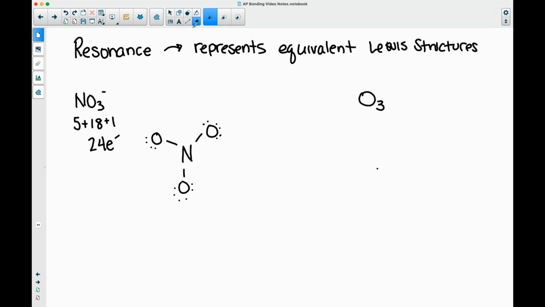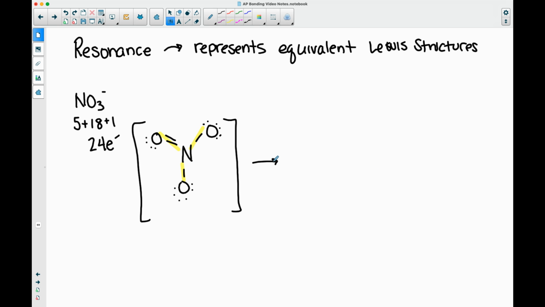there. Whenever I don't have enough to go around, I take away a lone pair and I make a double bond. But the problem is that double bond has 3 different places it could possibly be. How do I determine which of those 3 places the double bond exists? And the answer is that we don't determine which place it exists. And in fact, it doesn't exist in just one place.